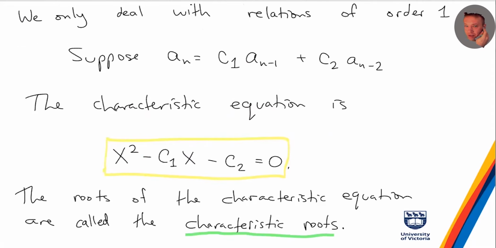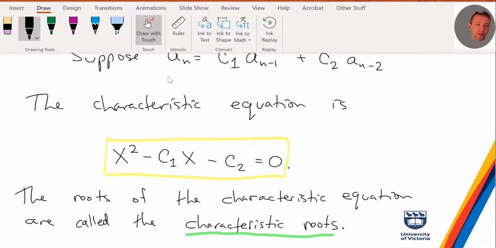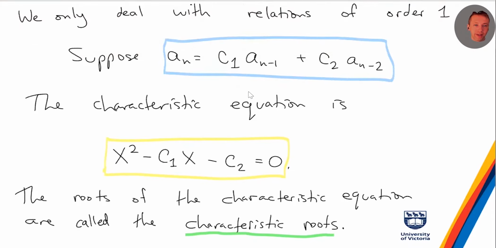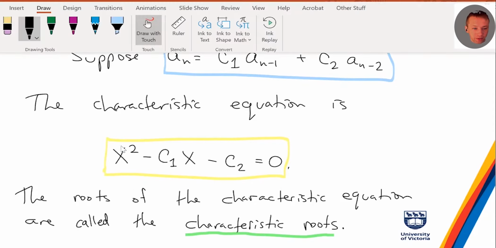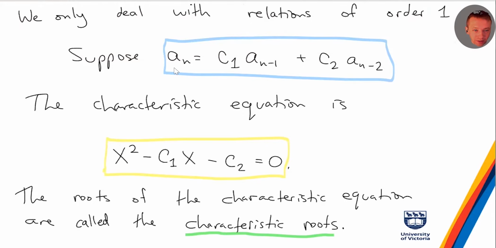Right, like I was just saying, suppose I have this relation of order 2, where a_n is c_1 times a_{n-1} plus c_2 times a_{n-2}. Then for the characteristic equation, using the previous definition, I just take x squared. This x squared corresponds to the a_n. I write minus c_1 x corresponding to this. Don't forget the minus sign. And then minus c_2 corresponding to this. And then I write that equals 0.